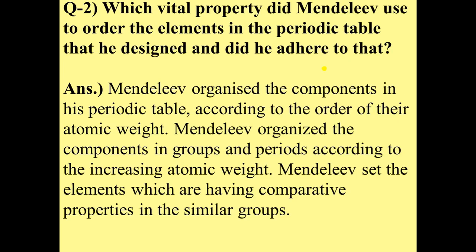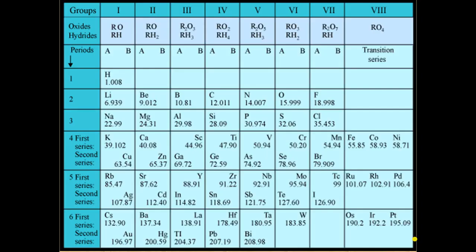So Mendeleev organized the components in his periodic table according to the order of their atomic weight. So answer of this question is no, because he arranged the elements in increasing order of their atomic weight. Okay, but here you can see that cobalt is present and after that nickel is present. Atomic weight of cobalt is 58.93 and atomic weight of nickel is 58.71. If he will disturb the position of these elements, then property of these elements with their group elements will not match. That is why here there is exception.